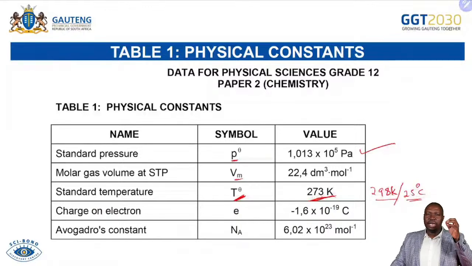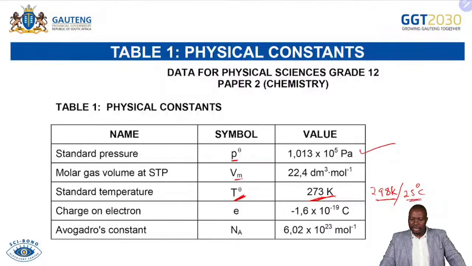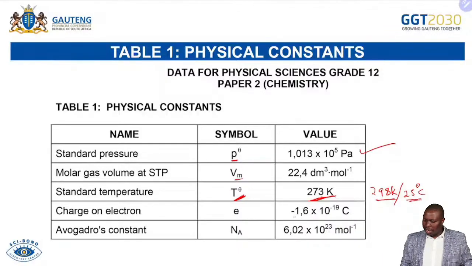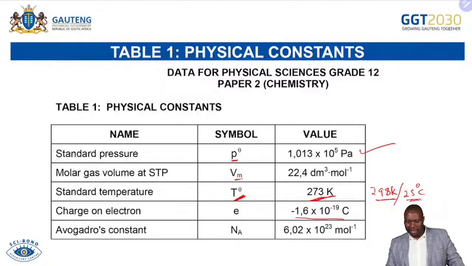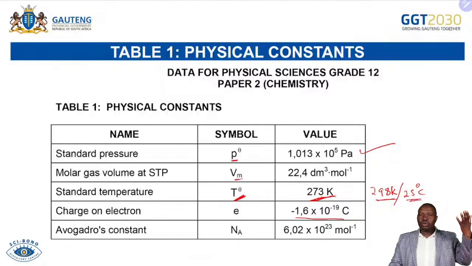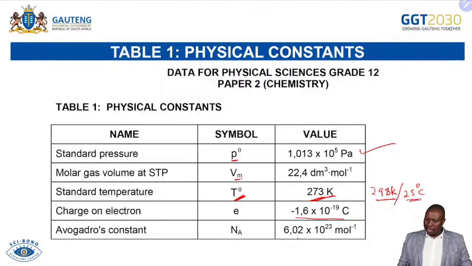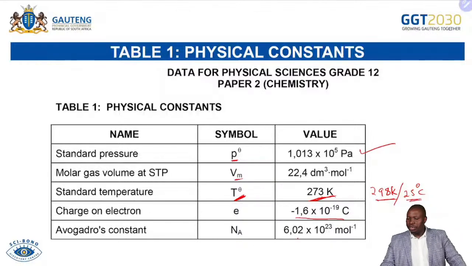Always, when you talk about standard conditions, you are telling us how much. You don't just say temperature, pressure, or concentration. Now you say it is the standard temperature of 298 kelvins or 25 degrees Celsius. The charge on an electron is minus 1.6 times 10 to the power of minus 19. Definitely, when you are asked to calculate the current, you will need this information. Avogadro's number, you have that information as well. So definitely you need this information from Table 1.